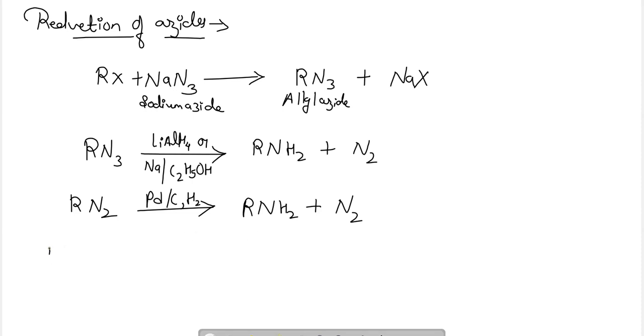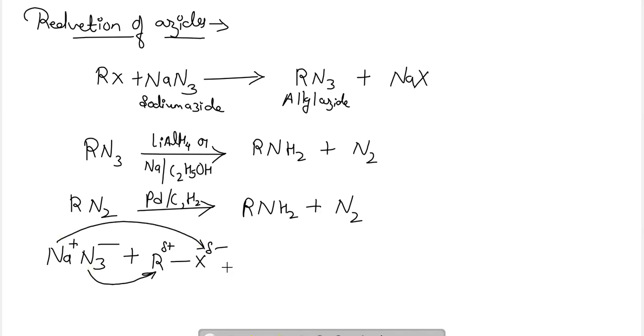So here, what is the main mechanism for the reaction? Here we will see that Na plus and N3 minus will be there. Okay. And the partial positive and partial negative charge will be there for the alkyl halides here. So here the reaction will take place between the compounds and the formation of azide will take place here, where two lone pairs of electrons will be present at the azide group here.